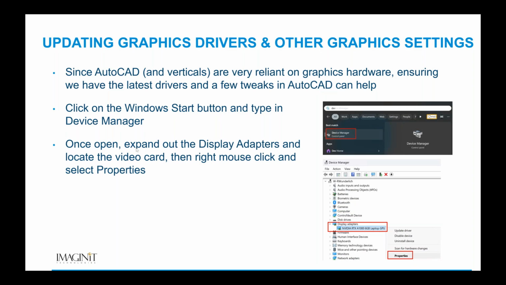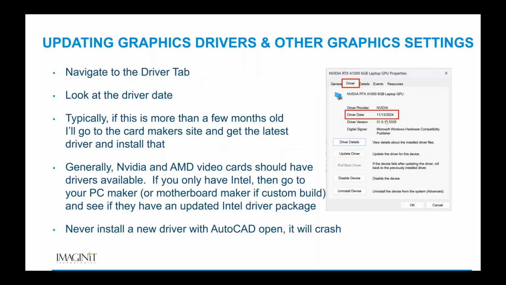First thing to do is you click on the Windows Start button, type in Device Manager, comes up here, click on it. Once open, expand out Display Adapters, locate your video card, right mouse click and then select Properties. Navigate to the Driver tab, look at the driver date right here. Typically, if this is more than a few months old, I'll go to the card maker's website and get the latest driver and install that. So right now, if I'm running an A1000 and I'm experiencing issues or seeing possible problems with graphics or everything just seems to be very laggy on my screen, I'll make sure to go in and update my graphics drivers and retest.